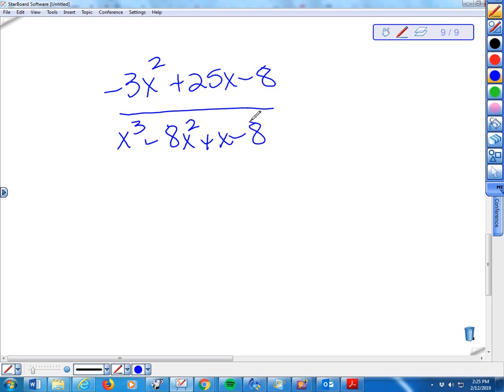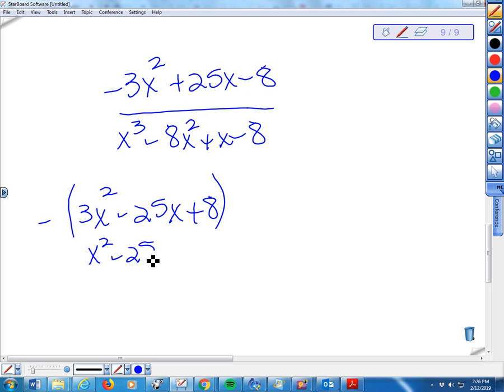Still have to factor the denominator, unfortunately, because I need to know where the vertical asymptotes are. So first thing I'm going to do is factor the numerator. I'm going to pull out a negative, because that leading term, when I work with it, should always be positive. So I can now do bottoms up. X squared minus 25x plus 24.